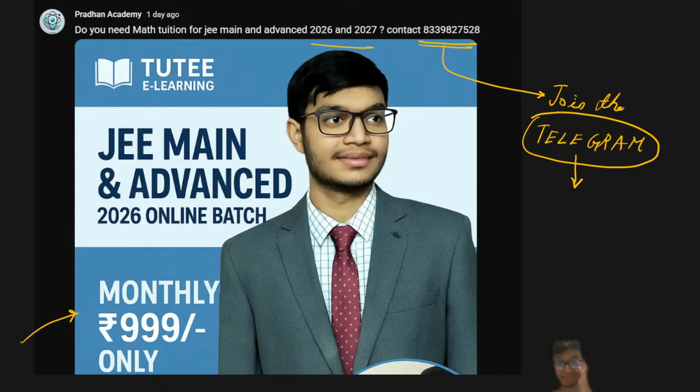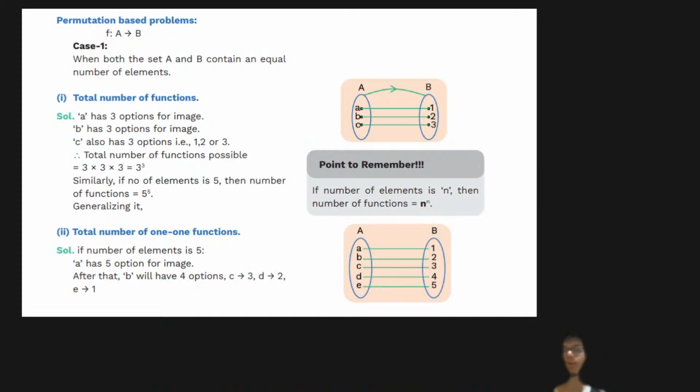All right, so with this part, let's get started. Before we start, I want to discuss another more important topic, that is permutation based problems in functions.